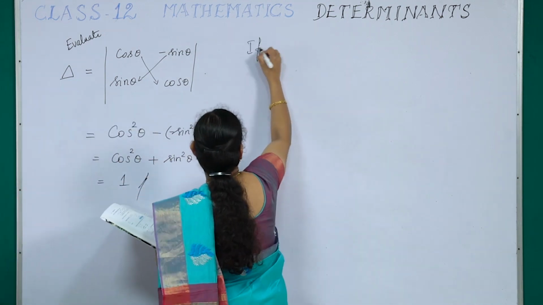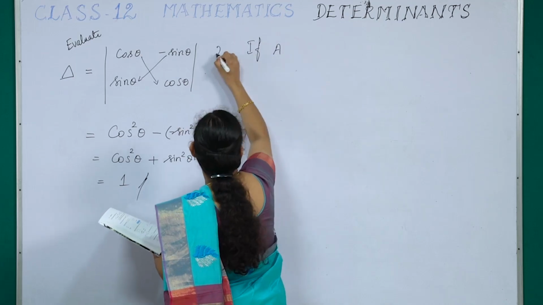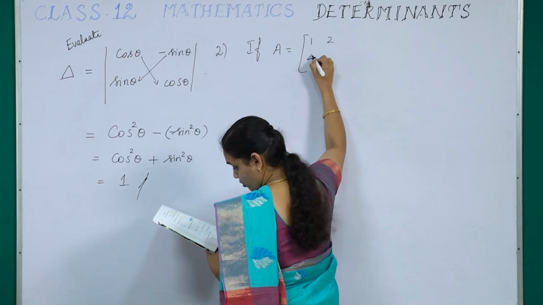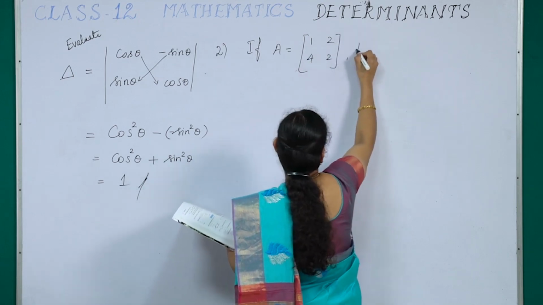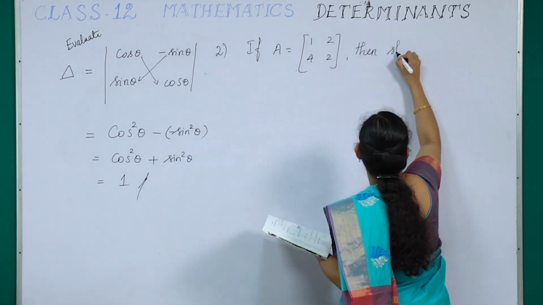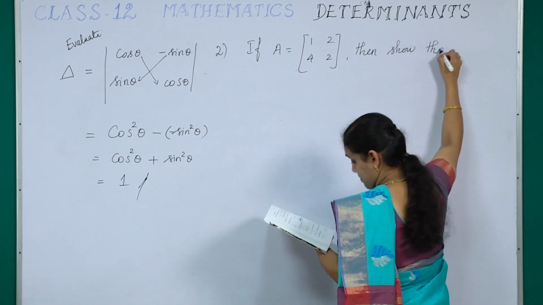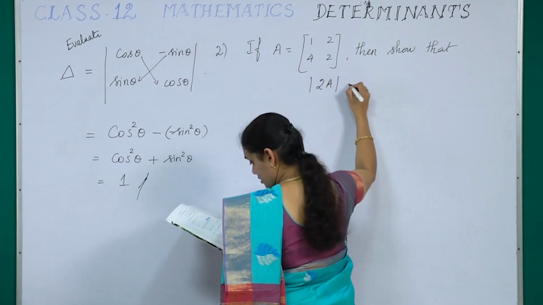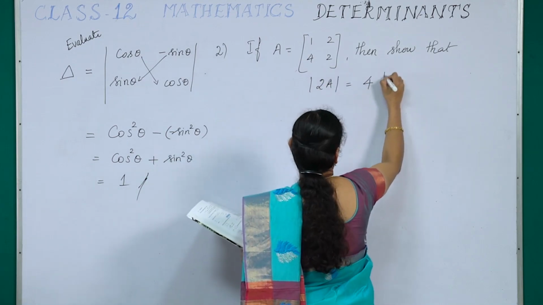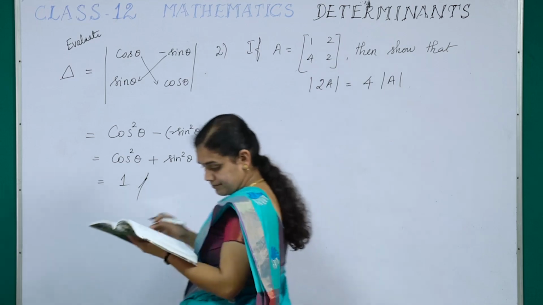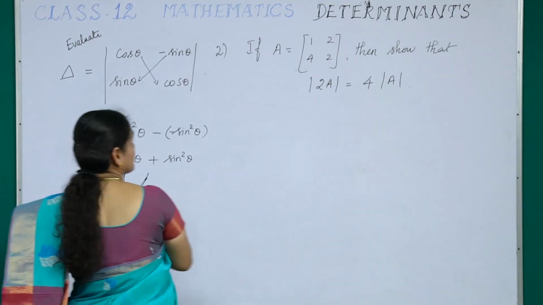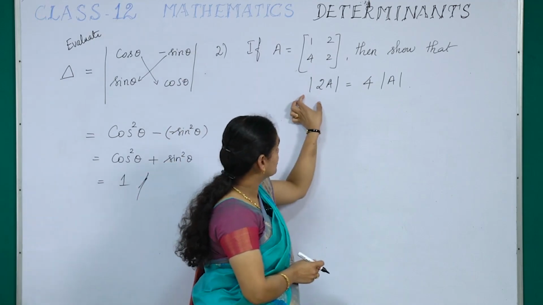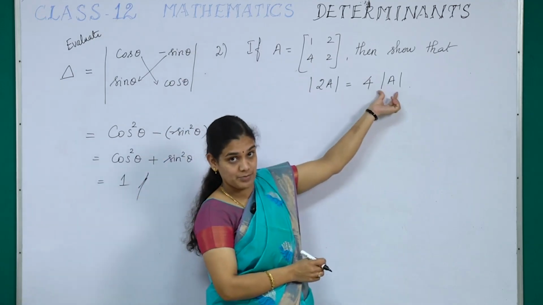The next problem. If A equals 1, 2, 4, 2, then show that determinant of 2A equals 4 times determinant of A. Okay. So, here the matrix is given. We have to show that determinant of 2A is equal to 4 times determinant of A.